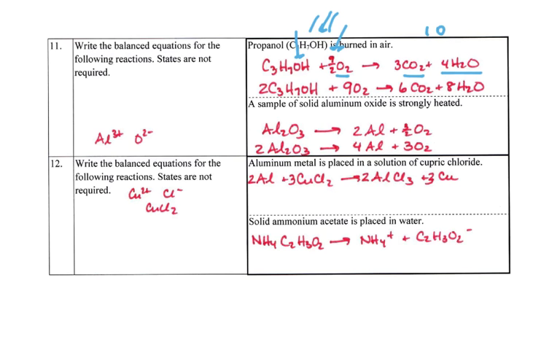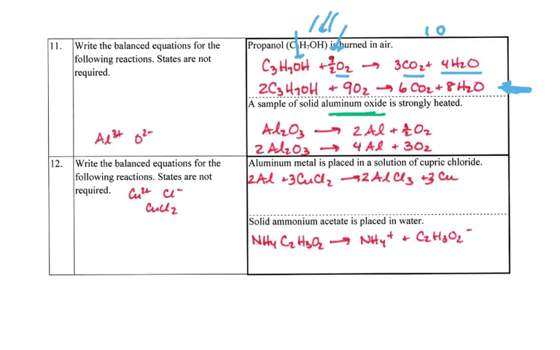Or I can go back and double everything. And so I have 2, 9, 6, and 8. Both of these are correct answers. On the AP test, they do want you to not use fractions, just do everything in whole numbers. Okay, second one, a sample of solid aluminum oxide is strongly heated. Now, if we know it's strongly heated, that's not the same thing as burning. That means decomposition, and it decomposes into its elements.